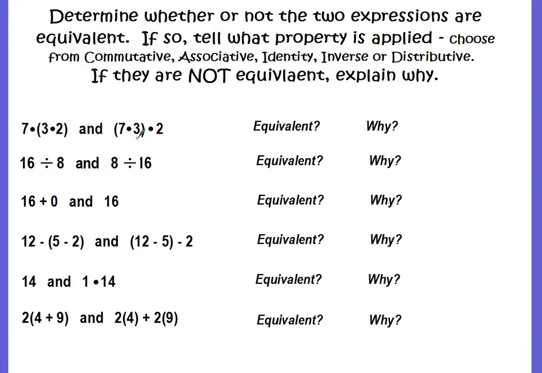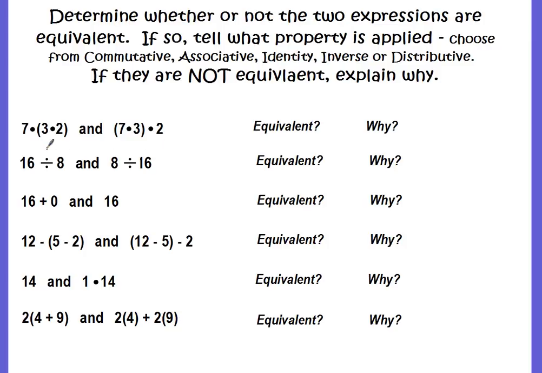So now let's determine whether or not the two expressions are equivalent, and if so, we're going to tell what property is applied. If they're not equivalent, we're going to explain why. Okay, so the first expression has 7 times a group of 3 times 2. And we want to know, is that equivalent? Is that the same as saying the group of 7 times 3, then times 2?